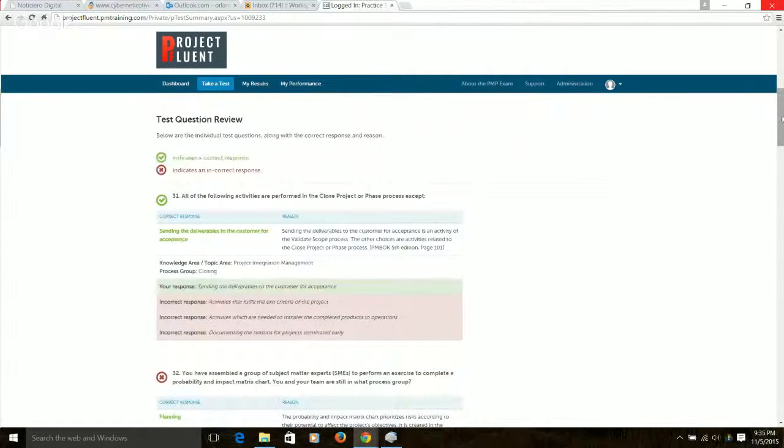Number 31: all of the following activities are performed in the closed project or phase except sending deliverables to the customer for acceptance. You get that one right.